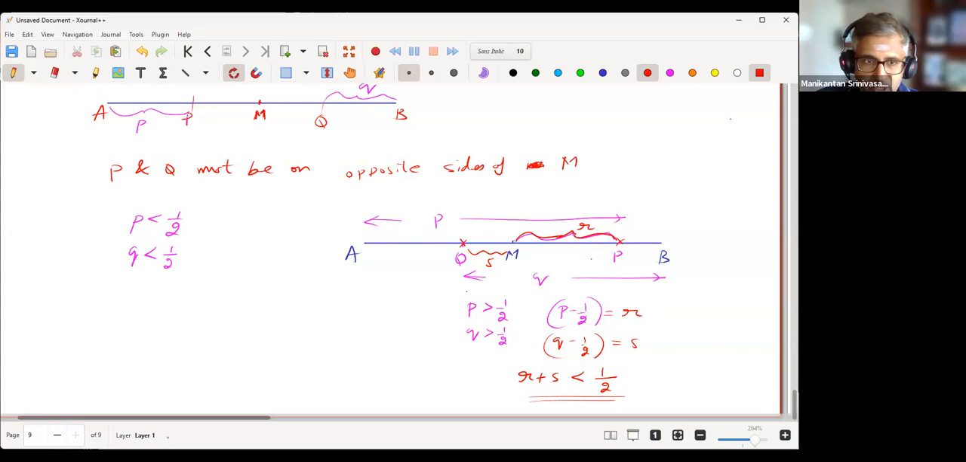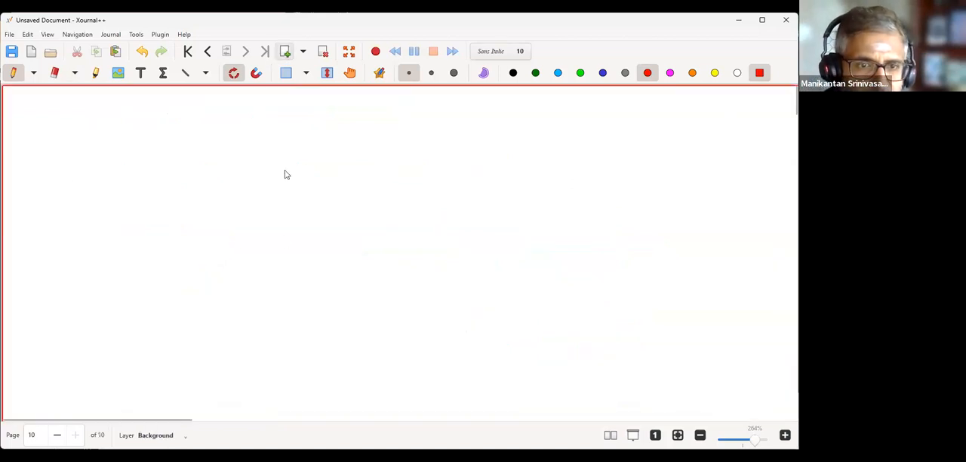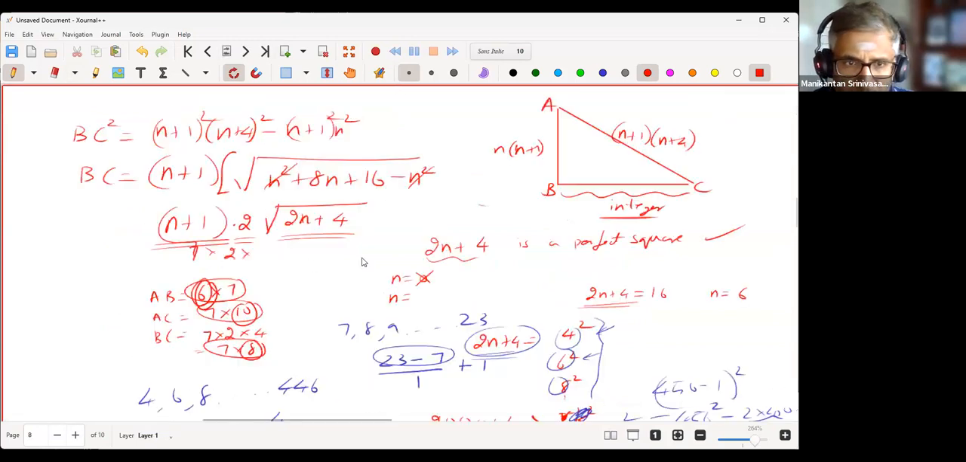And then in the other case, P less than half, Q less than half, we want P plus Q to be more than half. So these are the 2 restrictions that we have. Now how do we graph this collectively? Again, there might be a simpler way, but I thought this was more intuitive for me, at least.